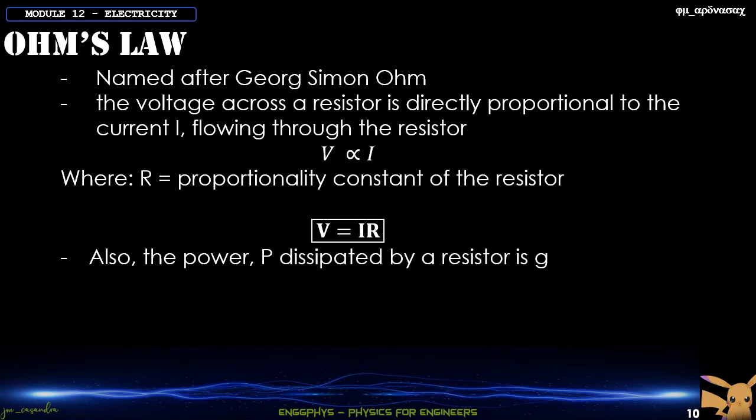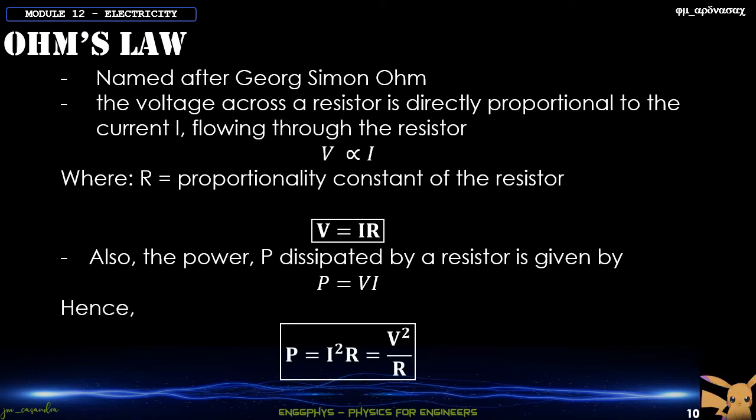Okay? So also, with the power that is dissipated by your resistor, we could also get the equation P equals V times I. So the power now can also be computed as I squared times R, equal to V squared divided by R. Okay? So with our discussion of current, resistance, and your power source or your voltages or your EMFs, we can now create what we call an electric circuit or simply a circuit.